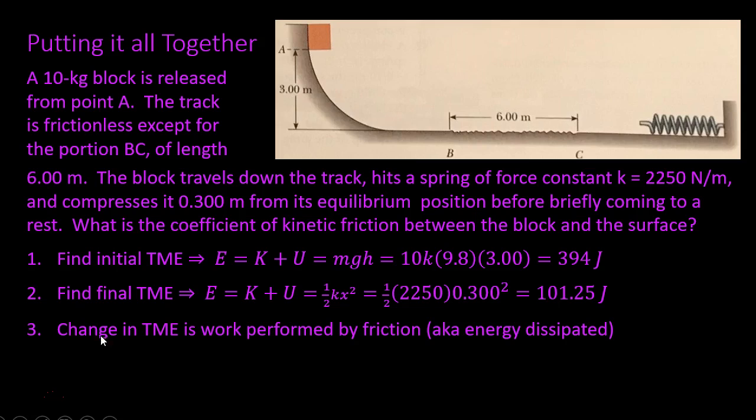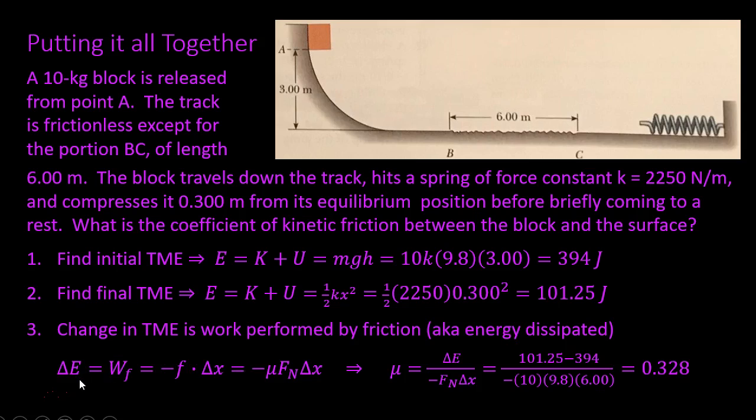Now, if we didn't have this non-conservative force of friction, we know that total mechanical energy would be conserved, but it's not conserved because energy is dissipated over this patch of the displacement. So we know that the change in total mechanical energy is the work performed by the friction, and we also call that the energy dissipated.